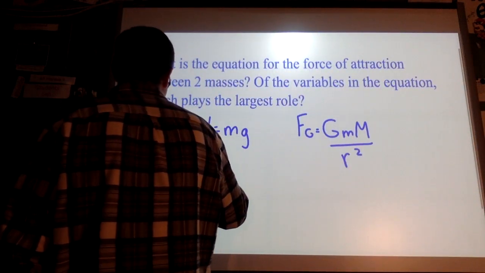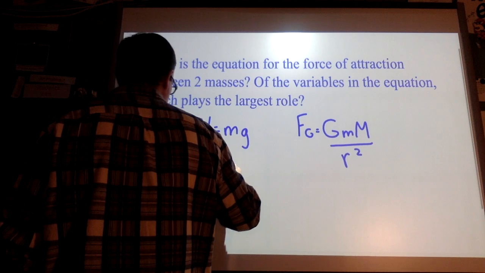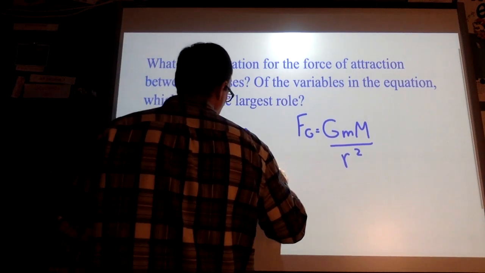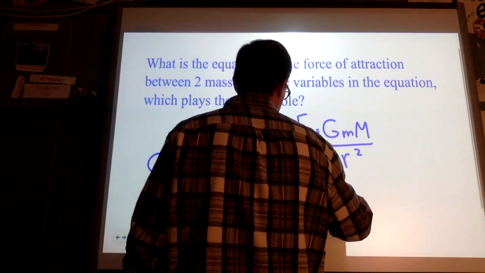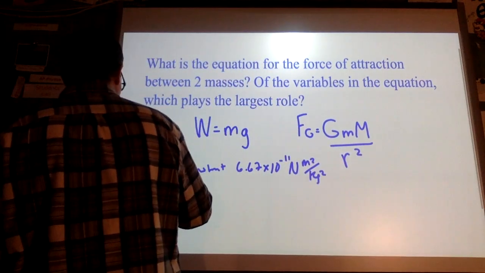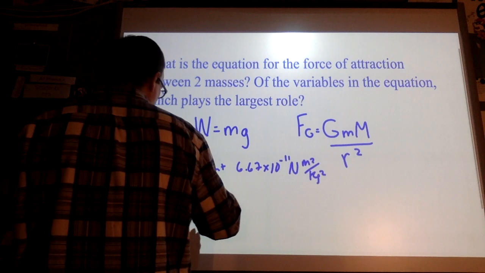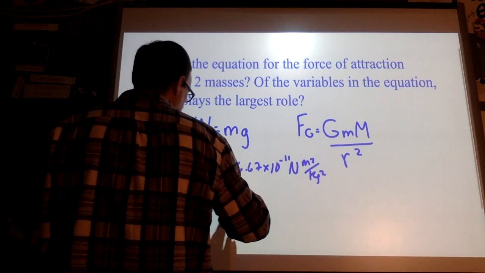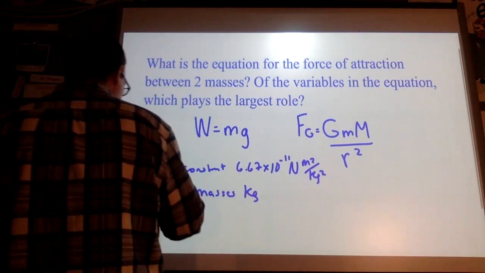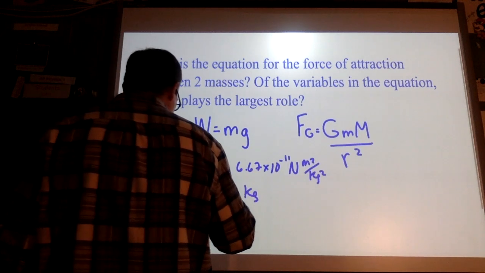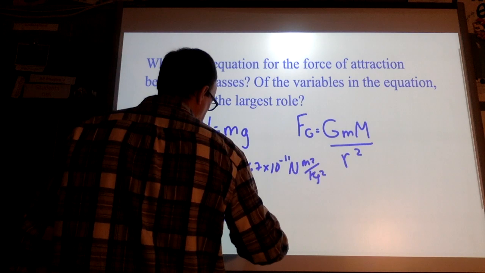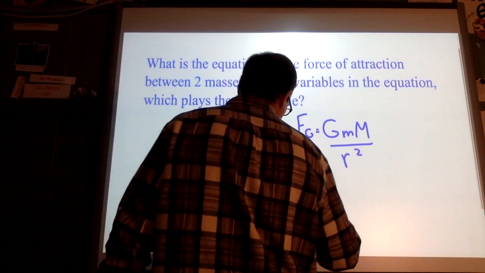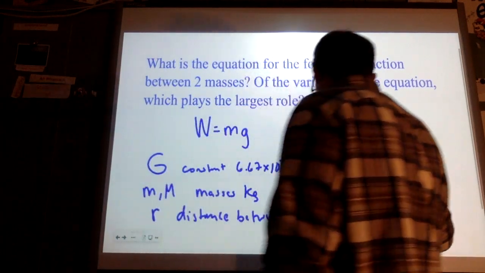Where G is a constant, which is 6.67 times 10 to the negative 11th meters squared over kilograms squared. M and M are masses in kilograms, and R is the distance between their center of masses. And that's in meters.